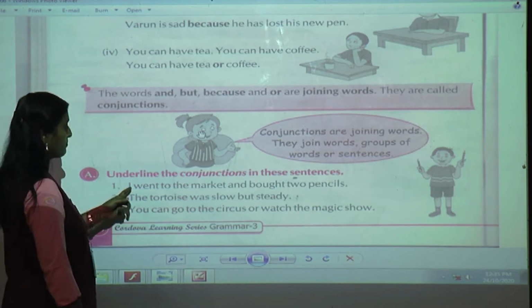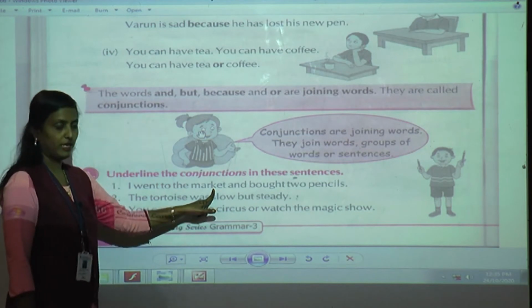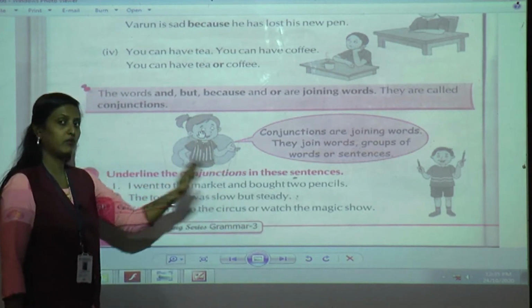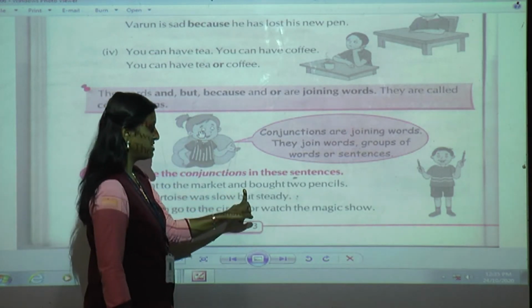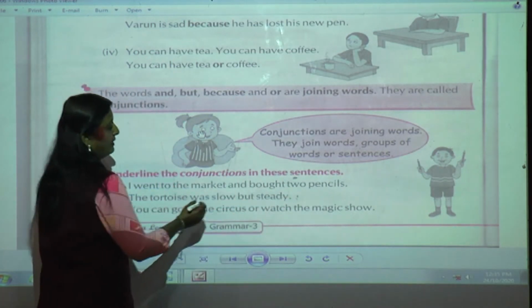Okay. First, I went to the market. Where I went? Yes, I went to the market. Then I bought 2 pencils. I went to market and what I did? I bought 2 pencils. So here we can see which is the word that is joining these 2 sentences. And.